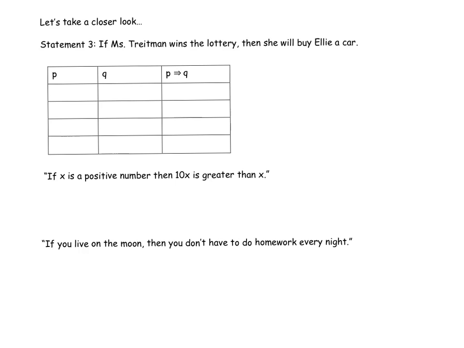Okay, so here we go. Let's figure it out. We've got if Miss Trautman wins the lottery, so that is our hypothesis P. Then she will buy Ellie a car. That is our conclusion Q. So we've got 4 possible scenarios here. We could have Miss Trautman wins the lottery. That would be awesome. And she could buy Ellie a car.